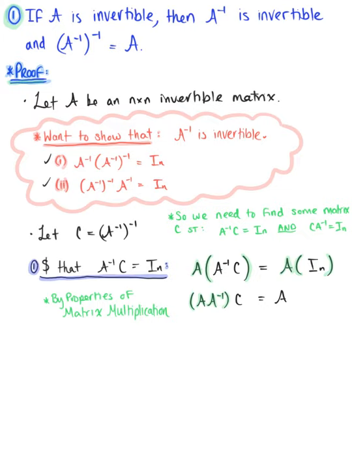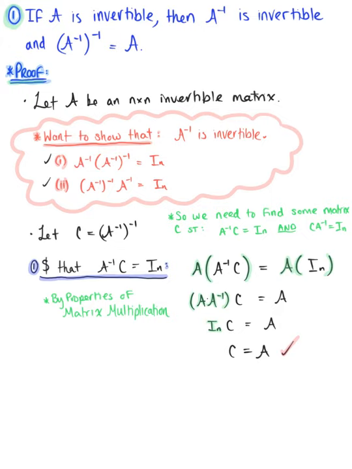Now again, by properties of matrices, and since matrix A is invertible, we know that A multiplied by the inverse of A is just that n by n identity matrix. So we have the n by n identity matrix multiplied by matrix C equals matrix A, which is the same thing as saying matrix C is equal to matrix A. Woohoo! So our first case is all set, and now we want to do the same thing but going in the reverse order.